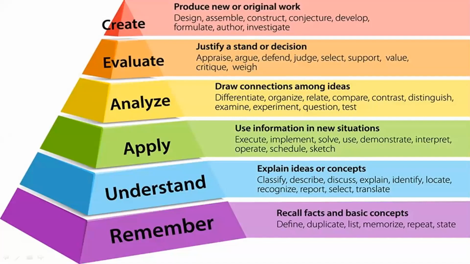This is the pyramid of Bloom's taxonomy. I request everybody, please pay the highest attention here. This is something which everybody should understand. This is Bloom's taxonomy. We call them cognitive processes. Cognitive means thinking, something that happens in the mind, or mental actions. These are the different processes that happen with respect to our mind.